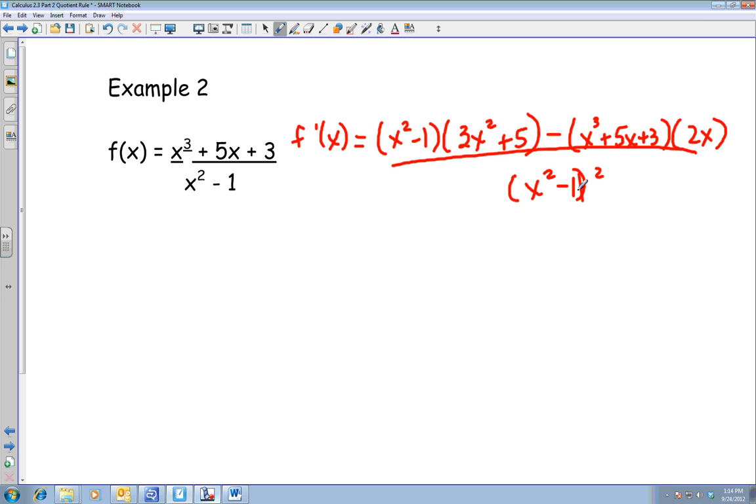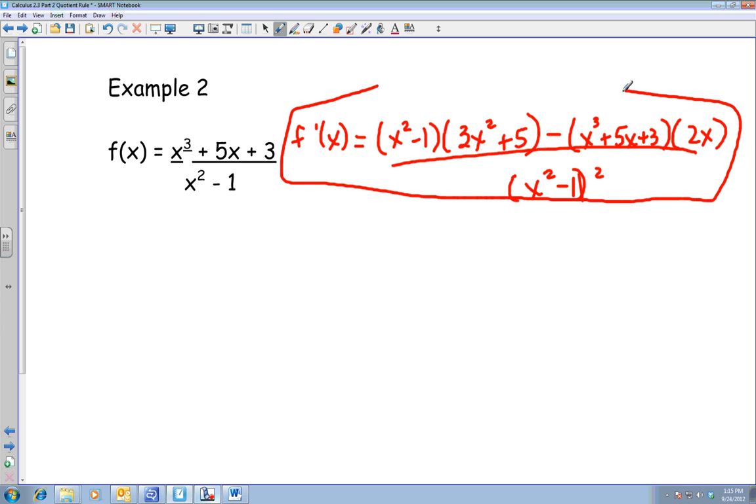So 1 there, by the way. Okay, I could go ahead and distribute my 2x. I could FOIL this out. For right now, we'll just leave it like that. Now remember, if you're checking your answers in the back of the book, it's probably not going to match up because they're going to simplify as much as possible.